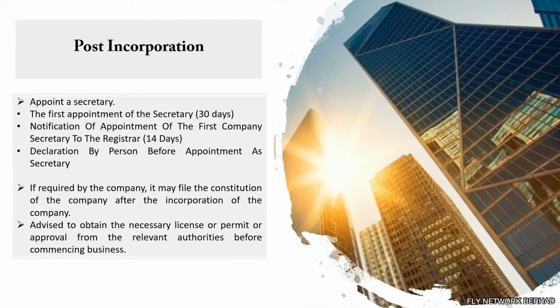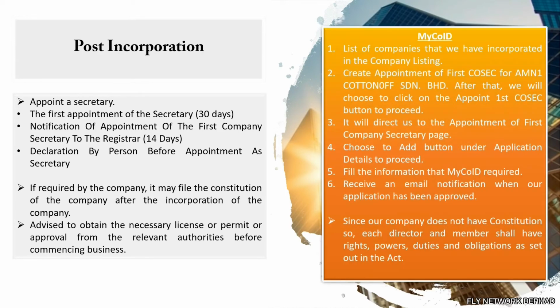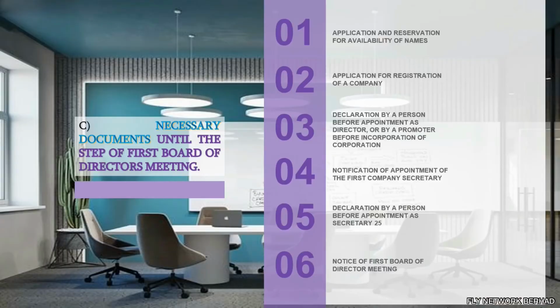The post-incorporation. In this stage, we need to make the first appointment of the secretary. By using MyCoID, we can create an appointment for the first company secretary, and after that, we need to fill in the information that MyCoID requires. Then, we will receive an email notification when our application has been approved. Since our company doesn't have a constitution, each director and member shall have rights, powers, duties, and obligations as set out in the Act.